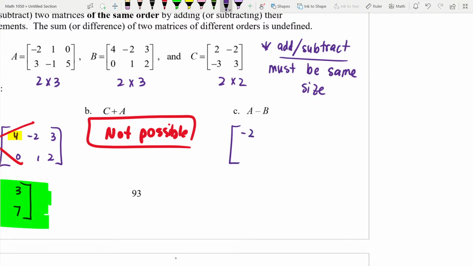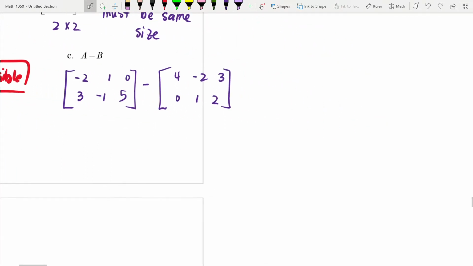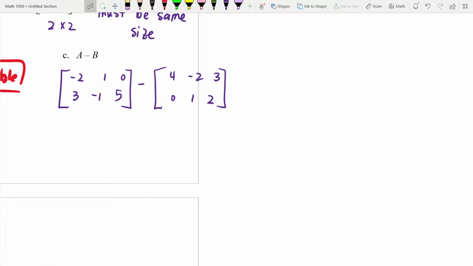Everybody go negative 2, 1, 0, underneath 3, negative 1, 5. Then I want you to put a minus, and then I want you to put your matrix B. Now, I want you to listen carefully because I want you to get this right. See the middle? I don't ever want anything in the middle except the plus. That's all I ever want, because I want you to add these together. If there's a number there, like if this were a negative 4, you would have to get rid of the 4 as well as the negative.